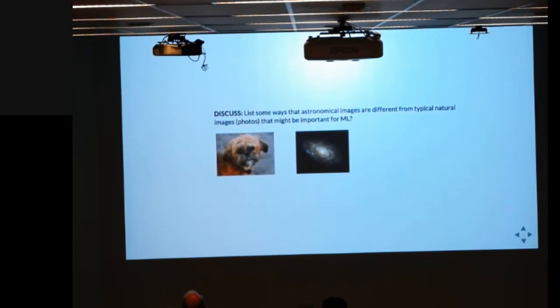Okay, so I want you to just take a moment and discuss. Jot down on a piece of paper some ways in which astronomical images, here's a not very typical one from Wikipedia, are different from typical natural images, so photos like this. And in particular, think about what are the ways they're different that matter for machine learning? Just jot down a couple of ideas about what are some important differences, and I'll ask you to call out different ideas, and we'll make a list on the board.